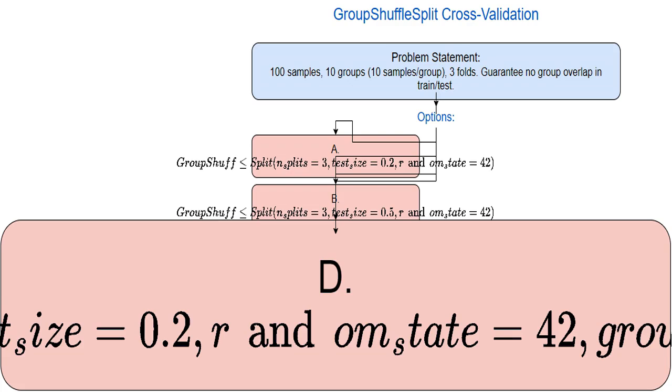Option D explicitly defines groups, using np.repeat(np.arange(10), 10), which means creating an array with numbers 0 to 9 repeated 10 times each, and uses 3 splits with 20% of the data, 20 samples, for testing. This explicit group definition and a careful choice of test_size allows the algorithm to guarantee that there is no overlap between training and testing sets within a fold.